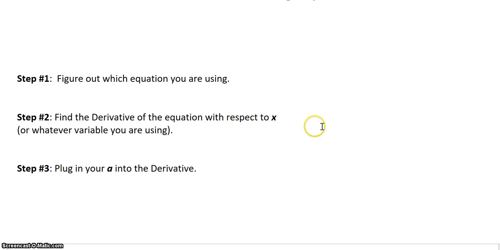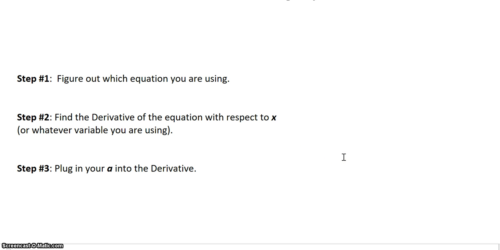The third step, after that, is to plug in your a into the derivative. Normally in the question, it will ask what's the instantaneous rate of change when s equals 4 or when x equals 9. So it's giving you a point, and you just have to plug this into your derivative, because your derivative is the equation to find the slope, and you're plugging in your value, which is going to give the slope at that value. So those are the three steps to follow.